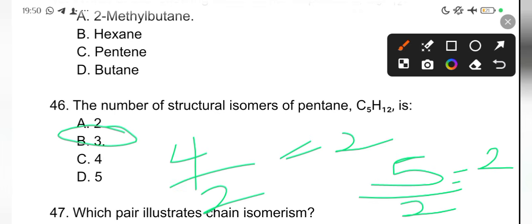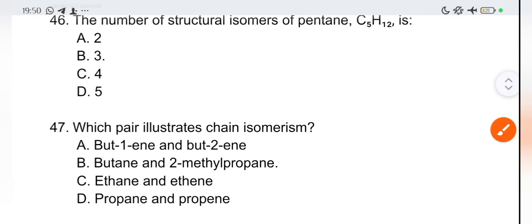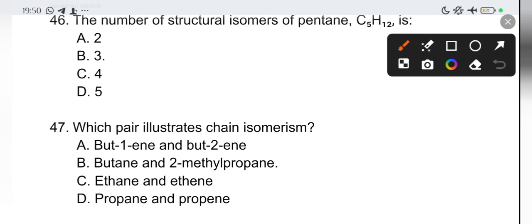Then you continue. If it is 10, 10 divided by 2 is 5. That's how they get isomers. Please take note of that. Number 47. Which pair illustrates chain isomers? That's chain isomers, straight chain and branched. Butane and 2-methyl-propane.